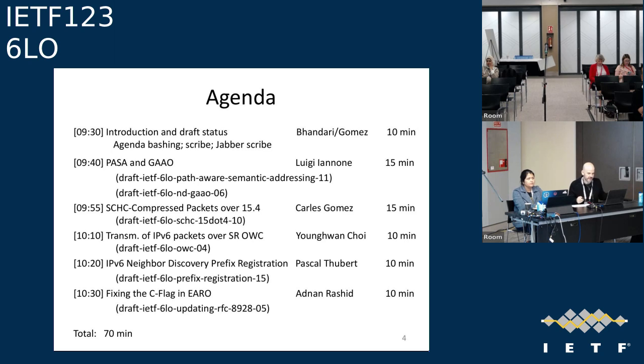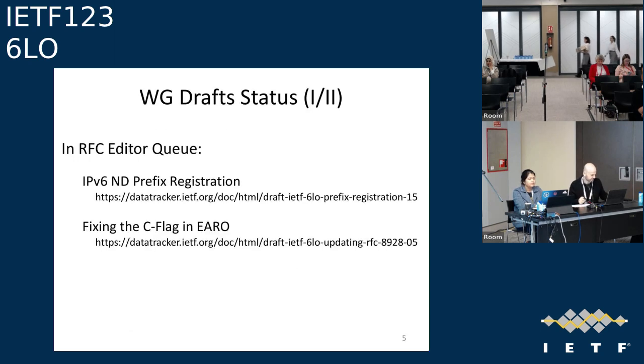Okay, so if there are no comments, then this is the status report of the working group documents. First of all, we have two such documents already in the RFC editor queue. The first is IPv6 neighbor discovery prefix registration. And well, it has already been approved by the IESG, but anyway, later today, as presented, Pascal will provide some report on the last updates. And the second document is this one entitled Fixing the C flag in EARO.